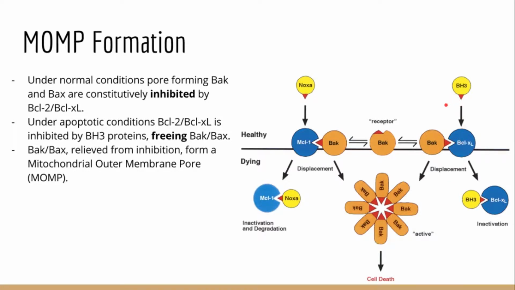Now, BAC is very unhappy, and he goes into this deep depression, and he takes on some very self-destructive habits, like forming a pore in his mitochondrial membrane. Now, that's kind of silly, but I think that might help you remember the process because that's kind of what happens on a molecular scale.